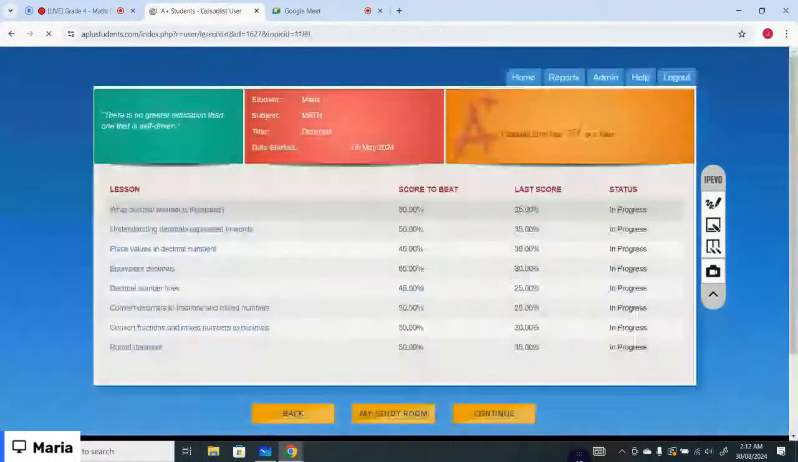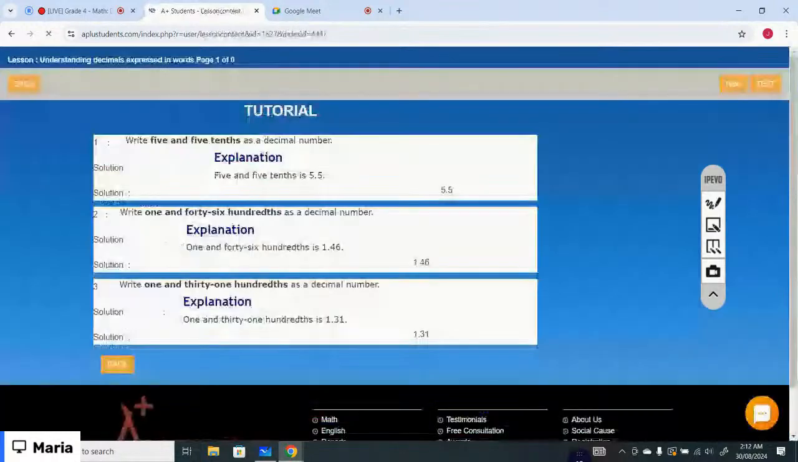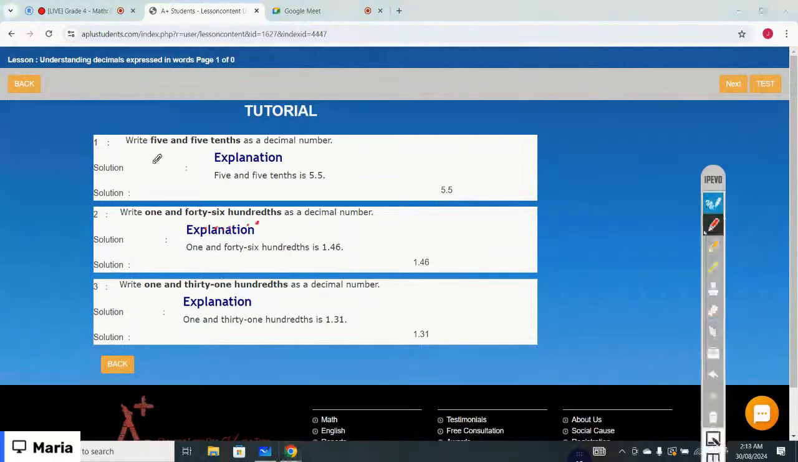The next lesson is understanding decimals expressed in words. Let's just start with the lesson. Okay, so you are given the numbers in word form, right? You have to understand them and write them down in decimal form, right? So let's just start with the first example, 5 tenths, right?